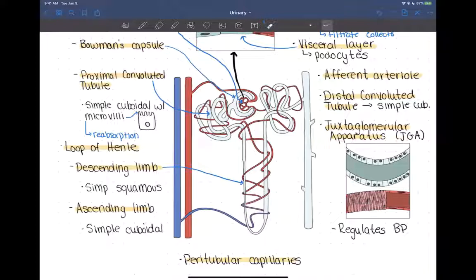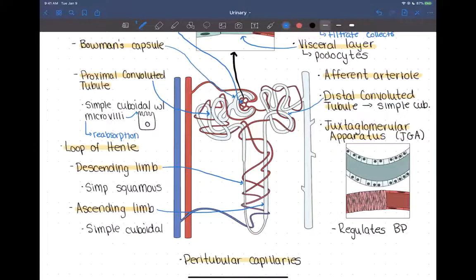And then we have the ascending limb here, right, that is made up of simple cuboidal cells. So these simple cuboidal cells would not have microvilli. Right, and so then from the loop of Henle, that filtrate is going to travel through this next winding convoluted tubule. This one is called the distal convoluted tubule. Okay, so this is the distal convoluted tubule. All right. Okay, so that's the pathway.